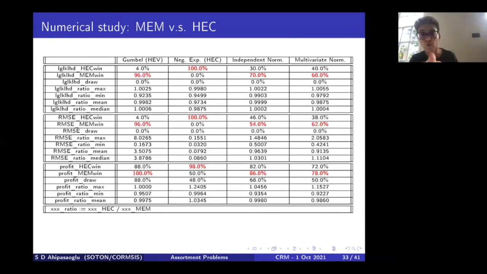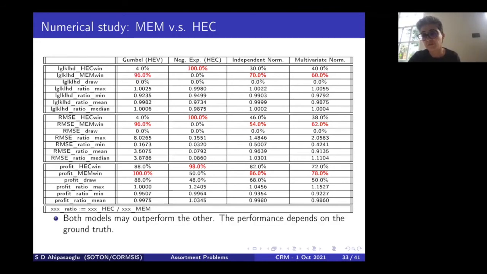So the four models are given in the columns, and you will see that the ground truths in the first two cases are the two competitive models that we are trying to benchmark against. We also use independent normals and multivariate normal. In most of the cases, MEM is the better fit. But if you generate the ground truth from HEC, obviously HEC fits better, and we think this will be the case all the time. So the message here is that our model is competitive with the existing RUM models in terms of fitting the data and also being able to give good assortments.